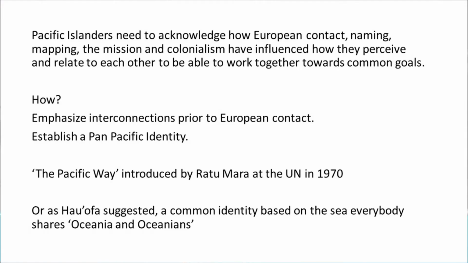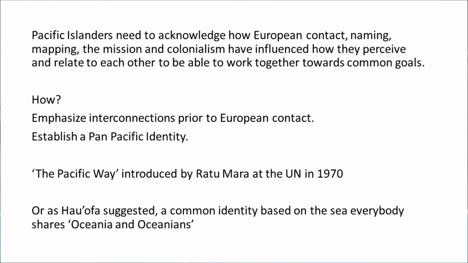So there are multiple ways that you can read this, find their place in the sun. But I think it's very important. There needs to be an awareness of the impacts of these names and these labels, and then start to undo them. So Pacific Islanders need to acknowledge how European contact, naming, mapping, the mission, and colonialism have influenced how they perceive and relate to each other, and to be able to work together towards common goals.